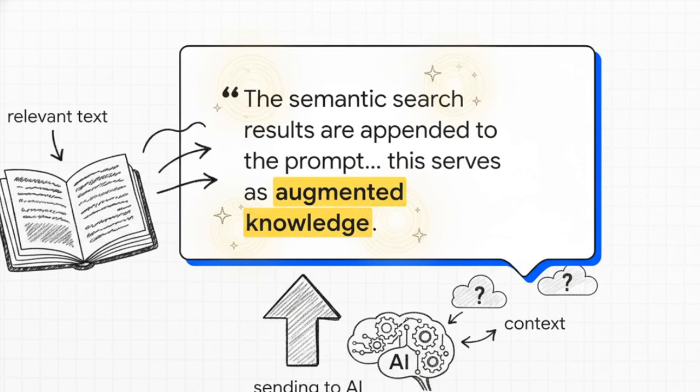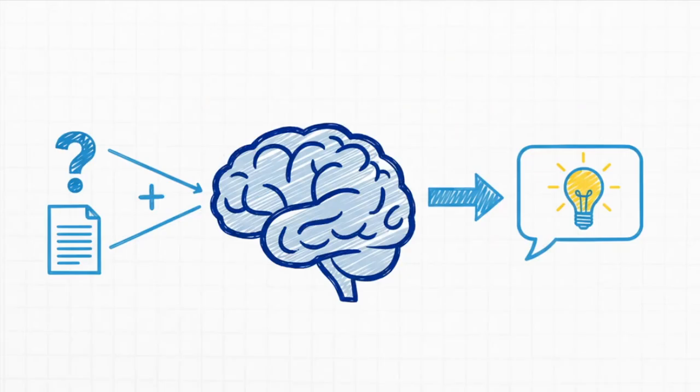Now, augmentation. This is where the magic really happens. We take the relevant text we just found, and we literally inject it directly into the prompt we send the AI. It's like we're handing the AI an open book test with the exact page it needs to answer your question. And that, of course, leads us to the final step, generation. The AI now has your original question and the perfect cheat sheet from your own documents, so it can then use its amazing reasoning power to give you a super accurate, context-aware answer.